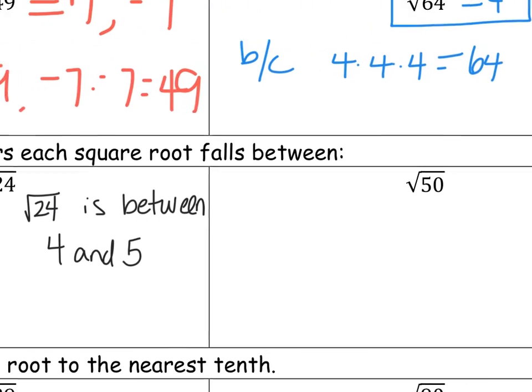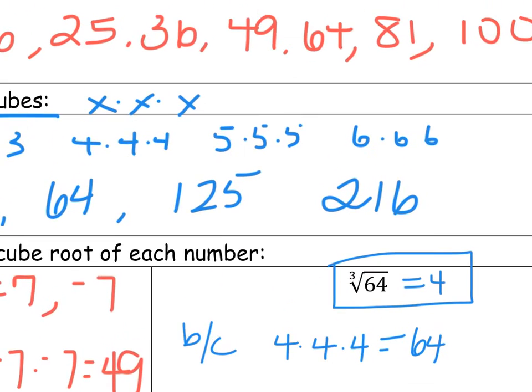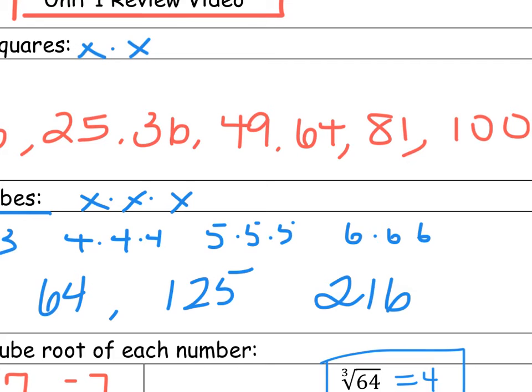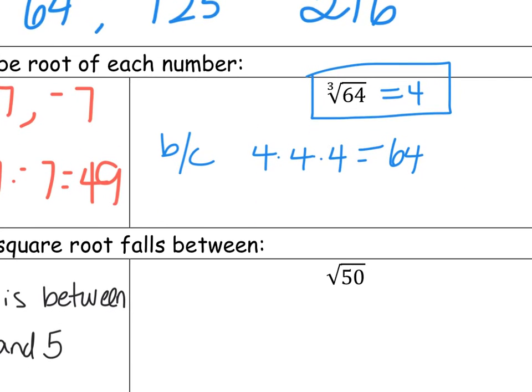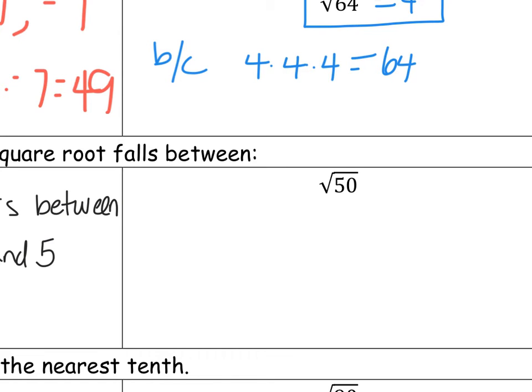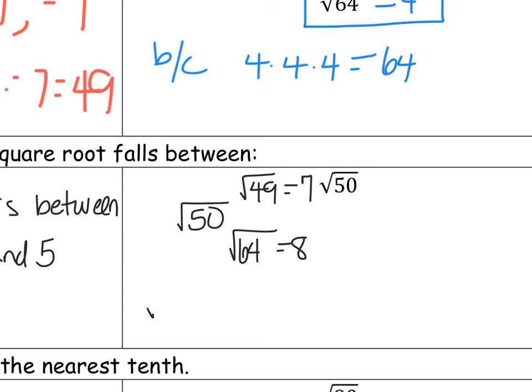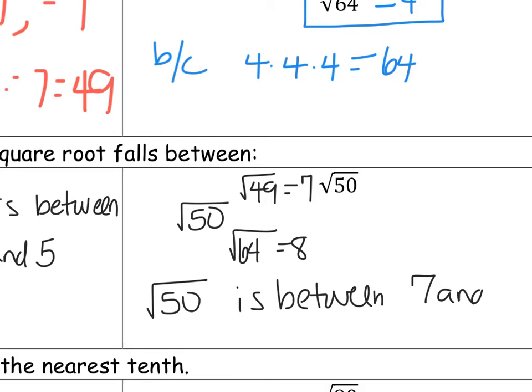So let's take a look at the square root of 50. It's bigger than 49 and less than 64, so the square root of 50 is somewhere between the square root of 49 and the square root of 64. We need to know the square root of 49 is 7 and the square root of 64 is 8. So that means that the square root of 50 is between 7 and 8.